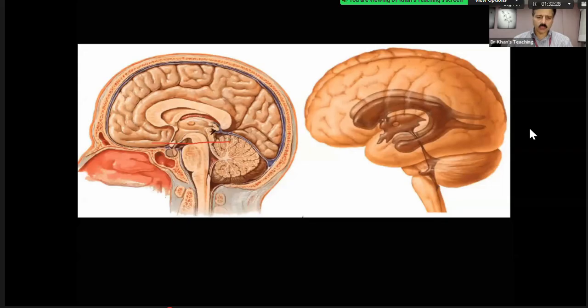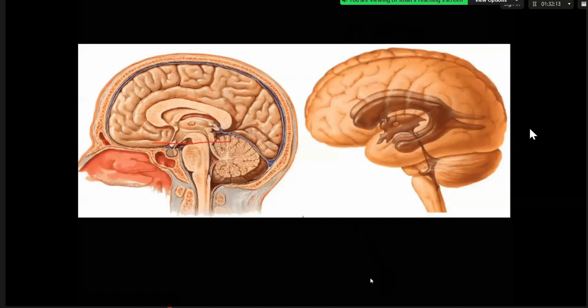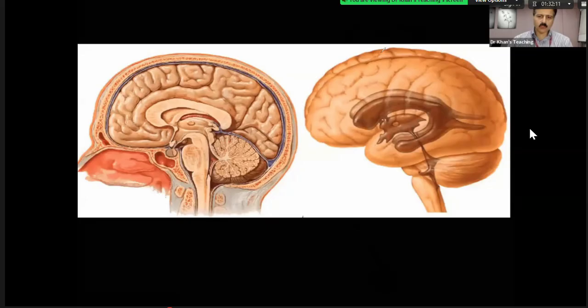So posteriorly, if you see it, this was the tectal plate. This is the posterior commissure. This is the anterior commissure. This is the pineal gland, and this is the habenular commissure. This is the corpus callosum, splenium, and the body, and the genu and rostrum. So this is the lamina terminalis. So this is the anatomy.